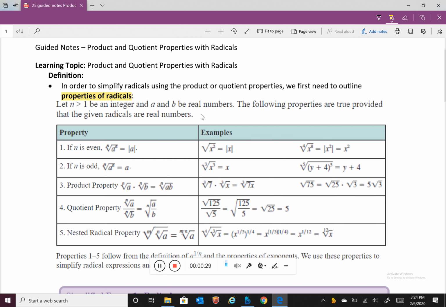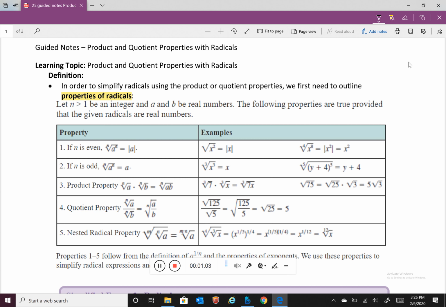Remember, real numbers are numbers that we understand their value, so we could place them on a number line. So the following properties are true provided that the given radicals are real numbers. So we have 5 different properties here, and I'm actually going to focus just on the first one because it is a bit of a unique situation that we need to focus on. And then I want us to realize most of the time this will not occur for us.